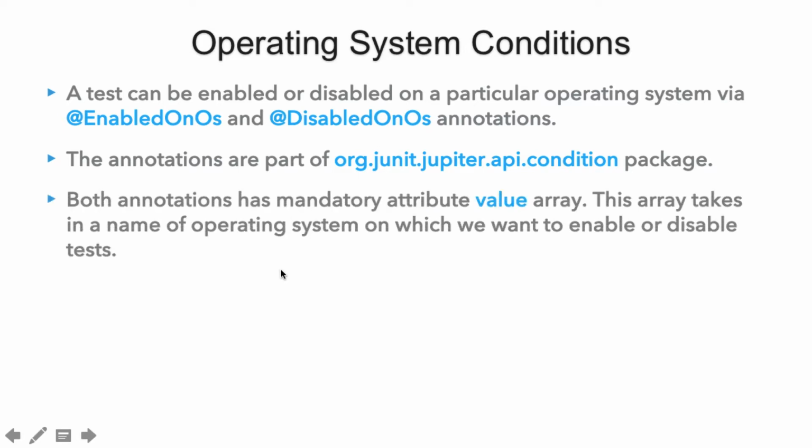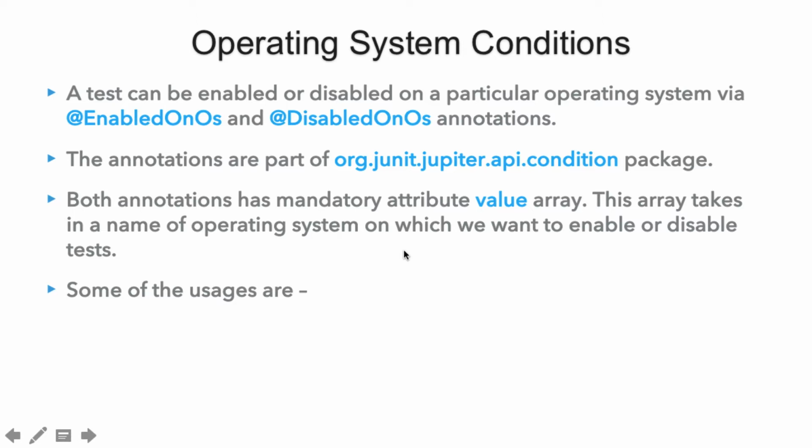So friends, whenever we use these annotations, both of these annotations have a mandatory attribute by the name value. So this attribute takes in an array where we provide the name of the operating system on which we want to enable or disable the test.